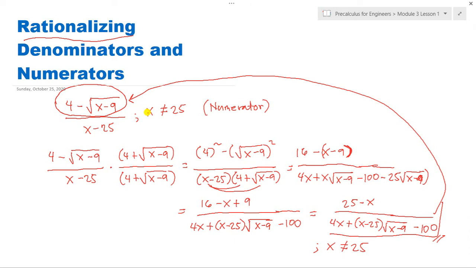So as you notice class, kapag na-observe nyo, if we plug in x on our first expression, or in our original expression, magiging 0 yung denominator niya. So that's why may undefined siya. However, if we do rationalization sa ating numerator, ganito na yung forma niya, which is our answer. 25 minus x all over 4x plus x minus 25 times square root of x minus 9 minus 100.